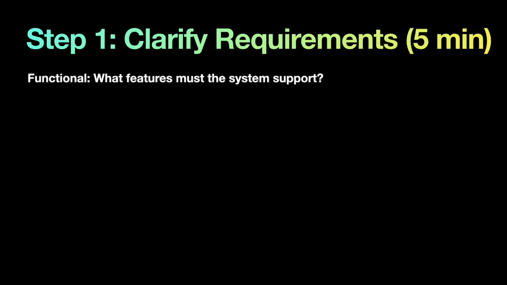Step one is to clarify the requirements, right? You shouldn't spend more than 5 minutes on this. There are multiple ways of defining a requirement. The first is the functional requirement. What are the features that the system must support? So what exactly are the user stories, if you can get them, or at least ask about what the capabilities are that the system will provide. Those are called functional requirements.